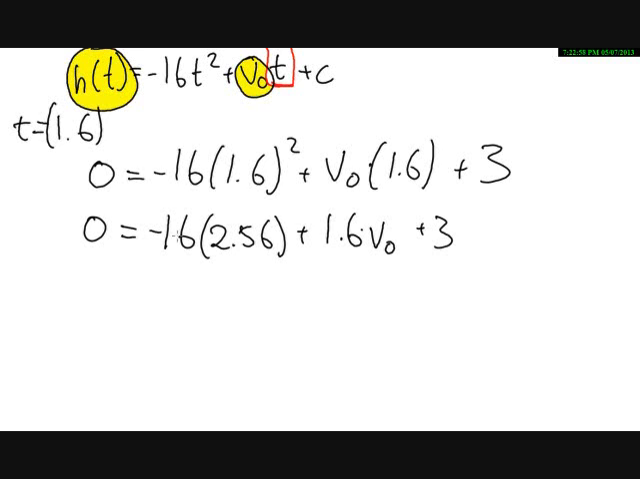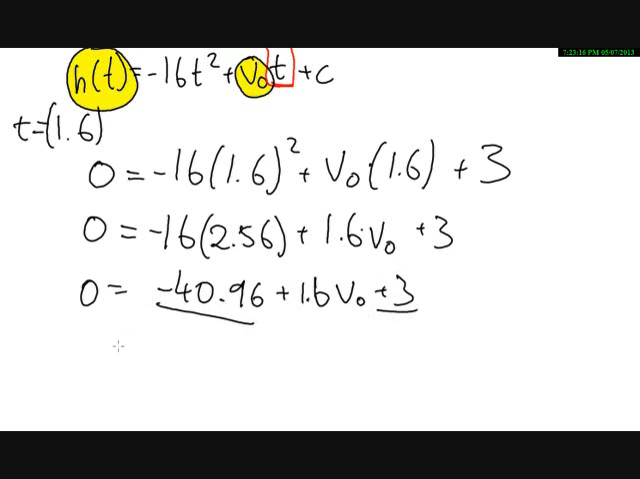Negative 16 times 2.56 comes to negative 40.96, plus 1.6 v sub 0, plus the 3. Then we can combine the constant terms. So we come up to negative 40.96 plus 3, which comes to negative 37.96, plus 1.6 v sub 0.